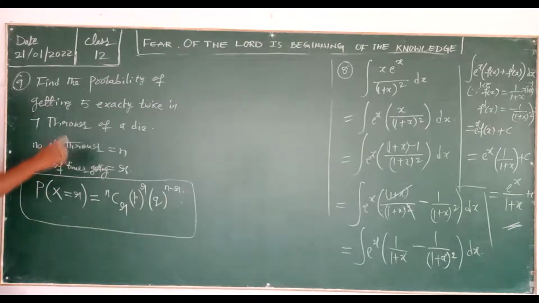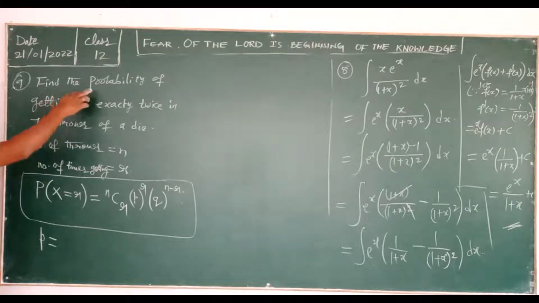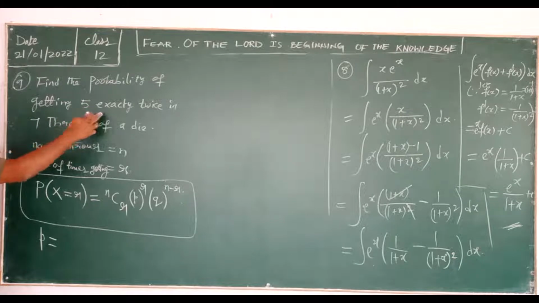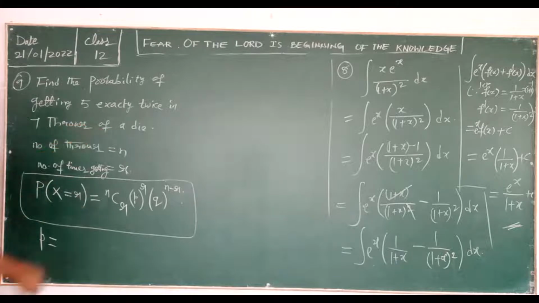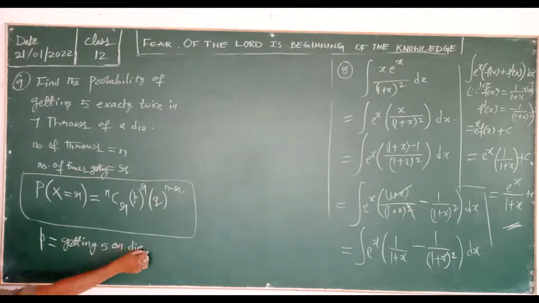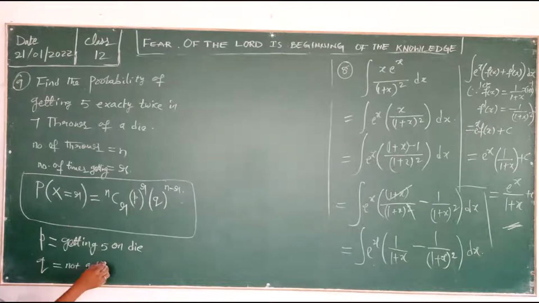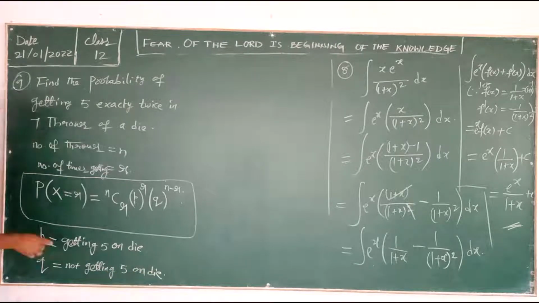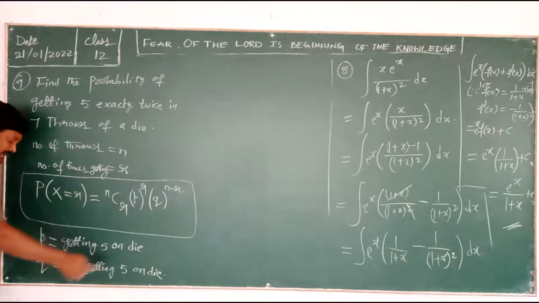Let me write here so you can understand. Here p is getting 5 exactly on the face of a die. So p is nothing but getting 5 on the die, and q is nothing but not getting 5 on the die. Remember, p is getting 5 on the die, q is not getting 5 on the die.